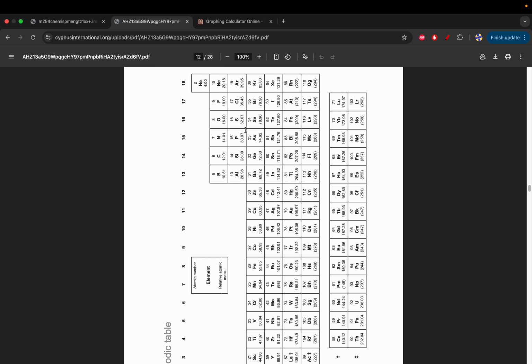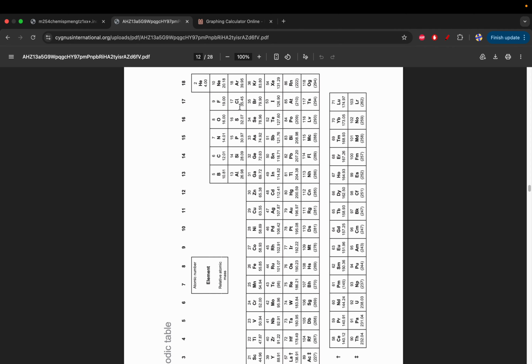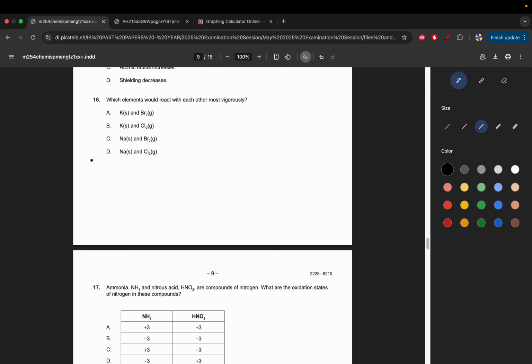On the other side, we want something that is most ready to accept an electron. And between Br and Cl, well, Cl is going to be smaller. So the force of attraction from the nucleus to that position is going to be stronger, and so it's more willing to take in that electron. And in that case, we know that K is most willing to give it up, and Cl is the most willing to take it in. And so we know that the answer choice is B.